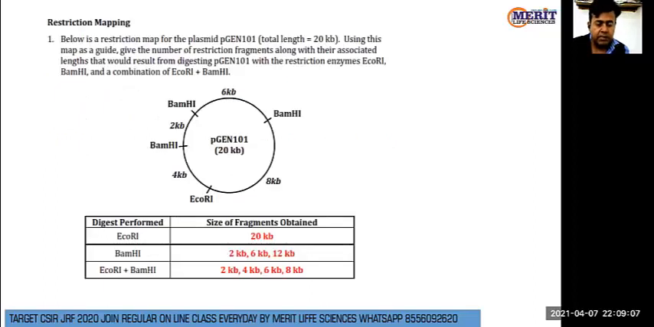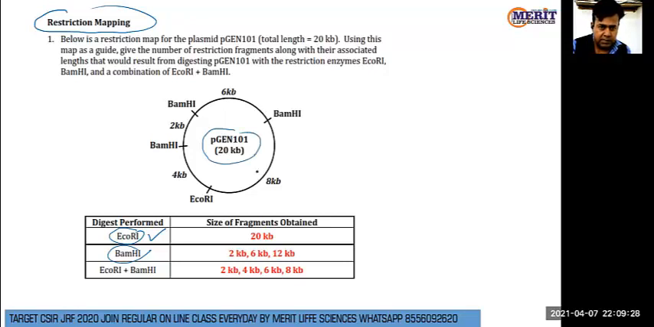So always they will give you the numbers, and then again we are starting the new mapping technique that is called restriction mapping, where the restriction digestion of the genome is done by 2 different restriction enzymes. For example, EcoR1 digesting this plasmid PGN101, and this is the actual size of the fragment obtained, 20 kb. Okay, total length is 20 kb. And by BamH1, you can see the different shorter fragments: 2 kb, 6 kb, 12 kb.